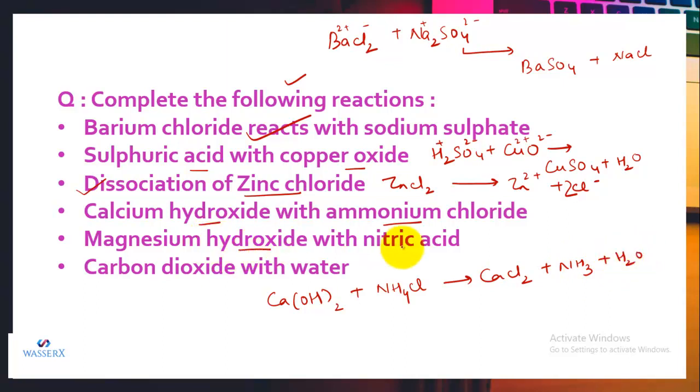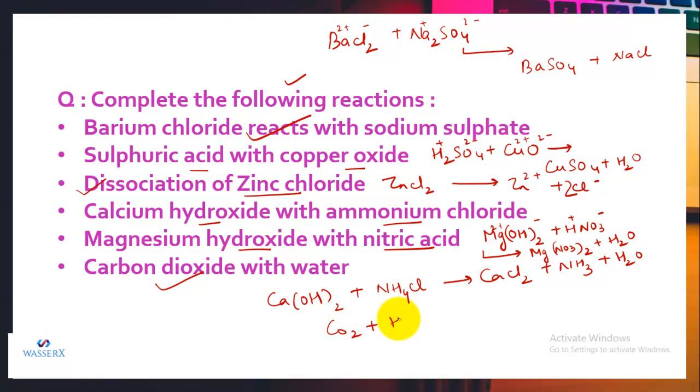Next is, react magnesium hydroxide with nitric acid. Magnesium hydroxide is Mg(OH)2. Nitric acid is HNO3. When they react, write down the valencies in order to avoid confusion. So it will form magnesium nitrate, Mg(NO3)2, and along with that you get water. The last is adding carbon dioxide to water. This we have already done. Any non-metal oxide, when dissolved in water, forms its respective acid. So in this case, carbonic acid is formed. So I think you got it, how you are going to react these substances and what the required products are.